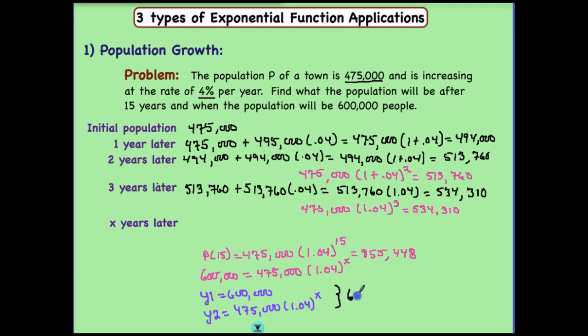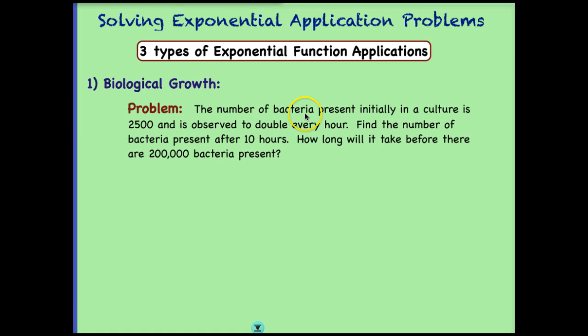So in this case, we can say 6 years. All right, let's look at problem number 2. For this problem, the number of bacteria present initially in a culture is 2,500 and is observed to double every hour. Find the number of bacteria present after 10 hours. How long will it take before there are 200,000 bacteria present?